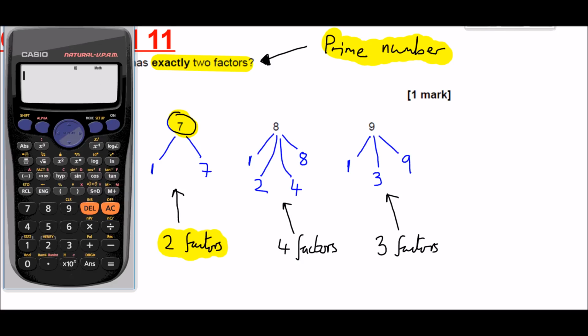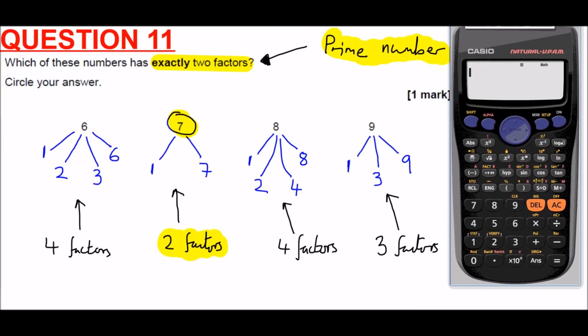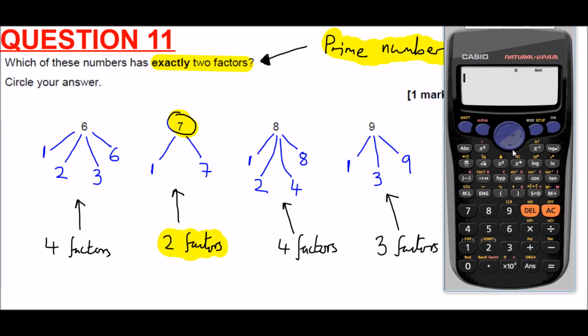Now, calculators, if you get the right one, are able to do the prime factor decomposition of a number. So for example, with 6, if we type in 6, press equals, we get 6. Then if we do shift and fact, this button here, it tells us 2 and 3. So the prime factor decomposition, or 6 written as a list of its prime factors, is 2 times 3. If you try 8, press 8 equals, then do shift fact. 8 is 2 times 2 times 2. So 8 changes to 2 cubed.